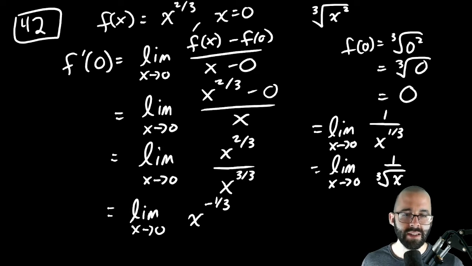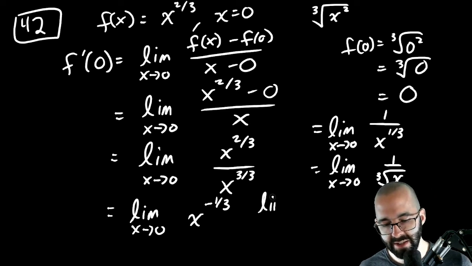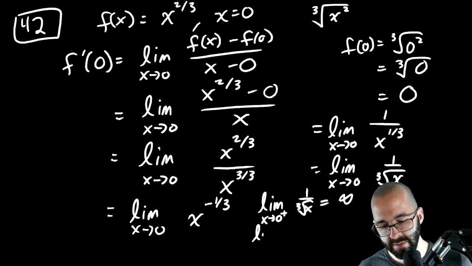Right? What's happening as x goes to 0 here? As x goes to 0, from the right, we're getting a really, really big positive number. And from the left, we're getting a really, really negative number. So specifically, we could say the limit as x goes to 0 from the right of 1 over the cubed root of x is equal to positive infinity. And that tells us immediately that the limit doesn't exist.